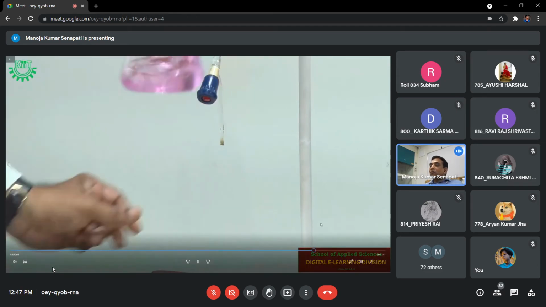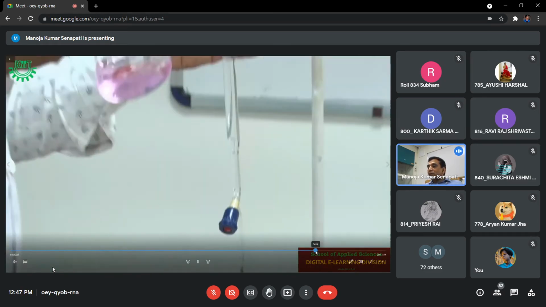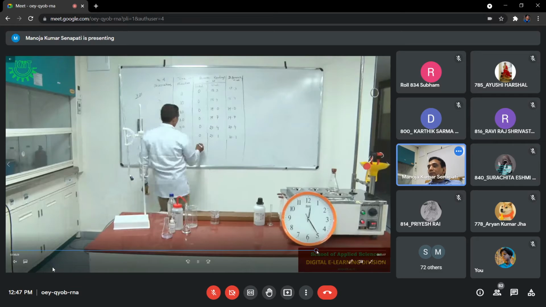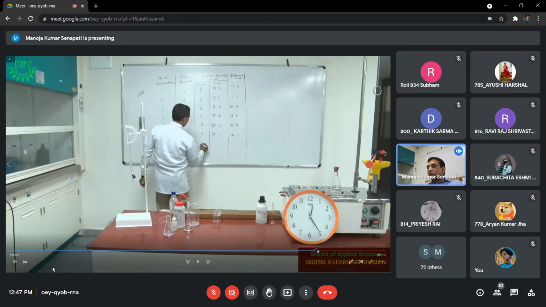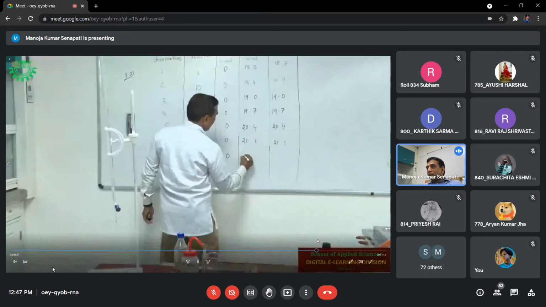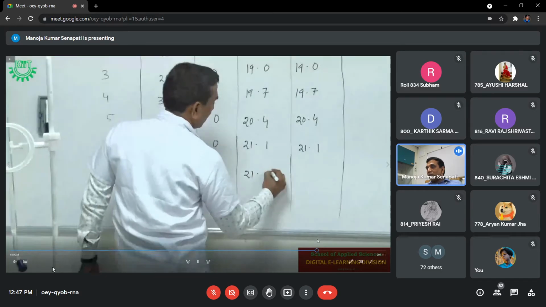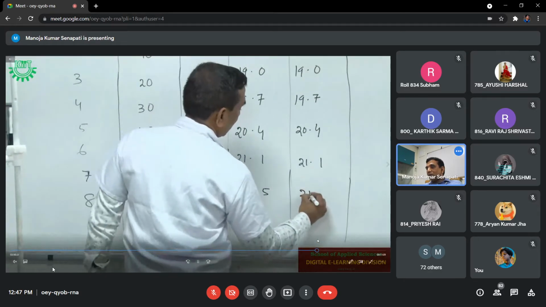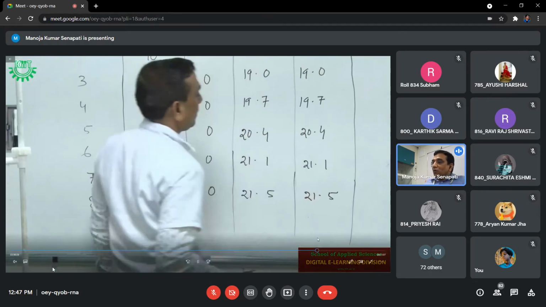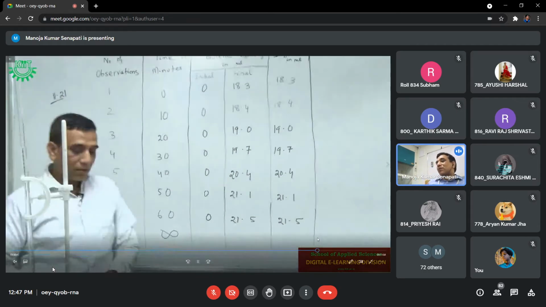Okay. So now see what is the final burette reading. So started from 0. Final burette reading is 21.5. Difference is 21.5. So now you see how to take the infinite observation.